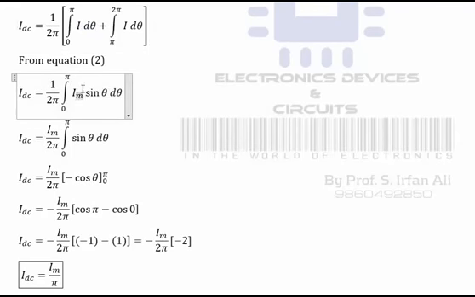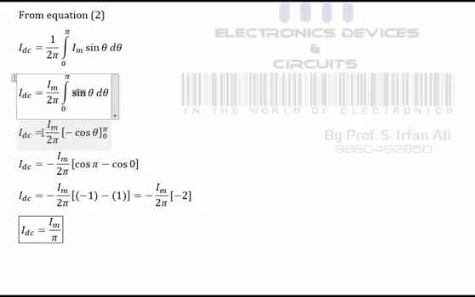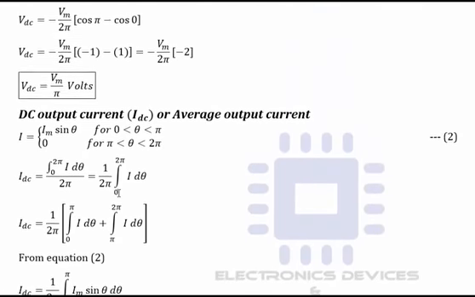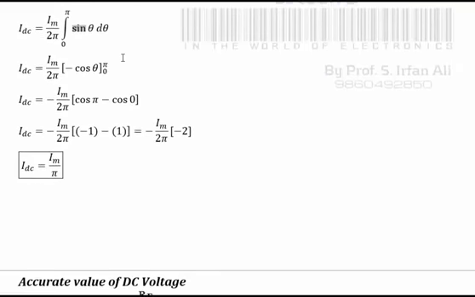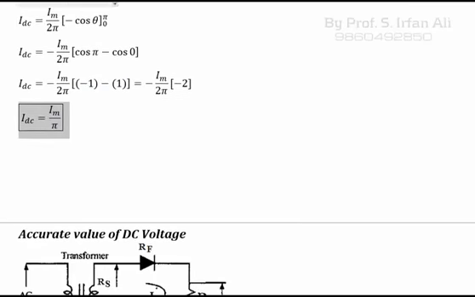Now this Im, because it is a constant value, the peak value will remain constant for the complete waveform. So as this is constant, I have to take it outside of the integration, and the integration of sin theta is minus cos theta, and this minus sign is taken outside. Here the upper limit is substituted, cos pi, minus the lower limit, cos 0. Again cos pi is minus 1, cos 0 is 1, as we did here, minus 1 minus 1. This is minus 2, and the minus will get cancelled, this 2 will get cancelled, and the result will become IDC equals Im by pi.